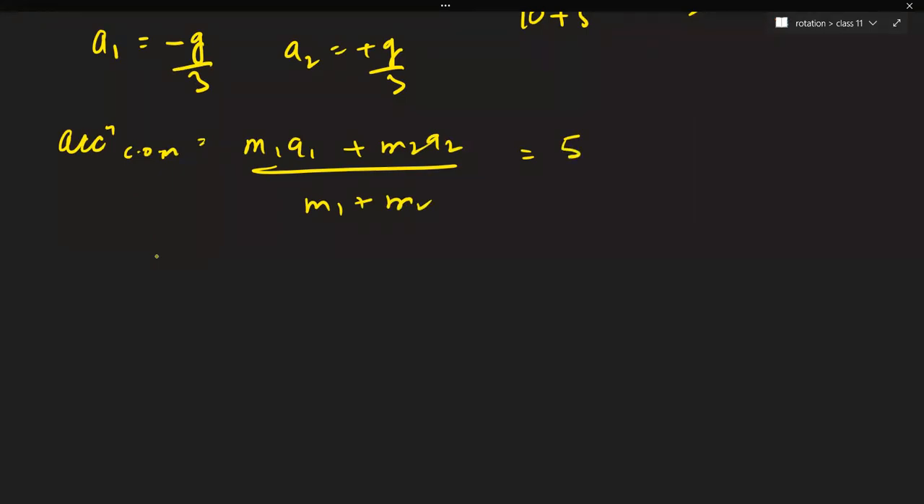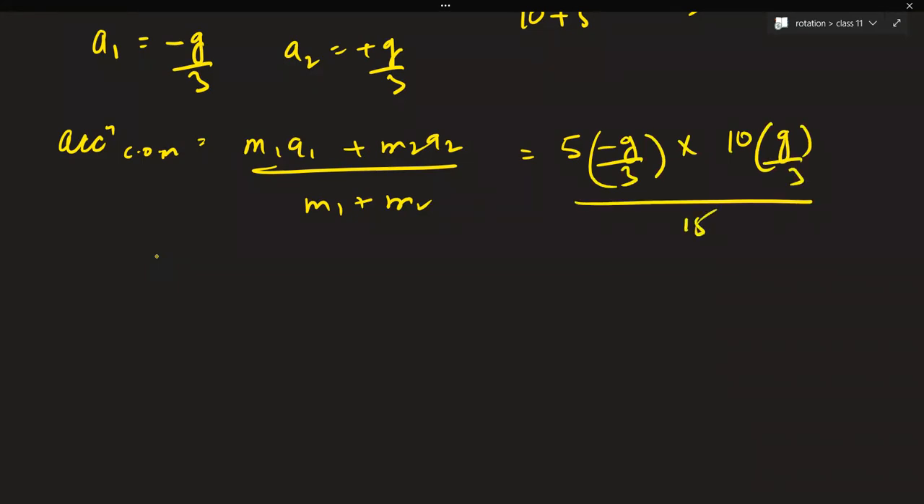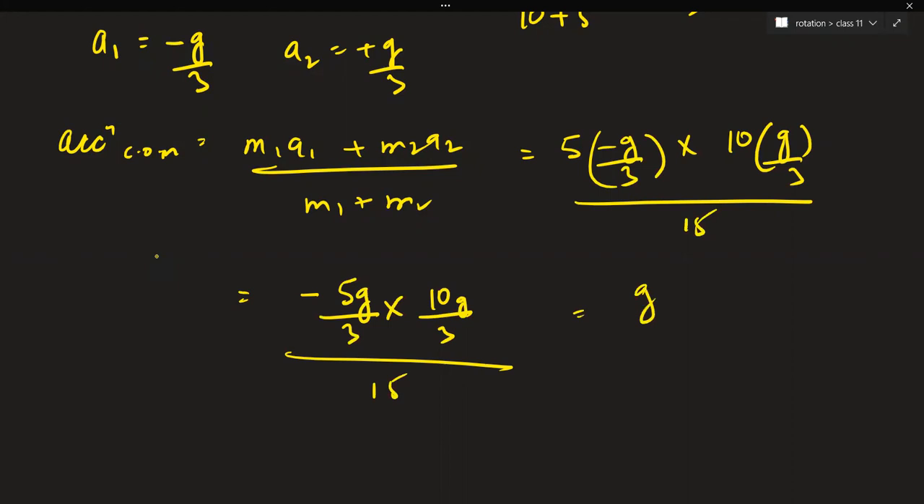This is minus g by 3 multiplied by 10, plus g by 3, divided by total mass, that is 15. So this becomes minus 5g by 3 multiplied by 10g by 3, divided by 15. So from here you will get g. This will become 9, 15 gets cancelled. So you have g by 9. And this is the acceleration of center of mass.